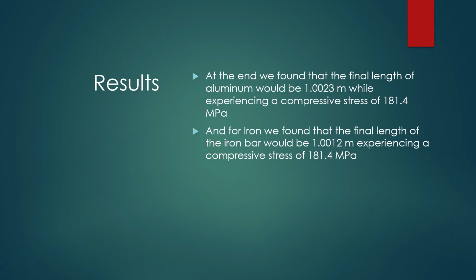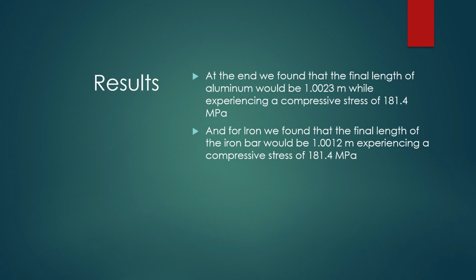The calculations were completed. We found that the change in length of the aluminum bar would be 2.3 millimeters. This would bring the final length of the aluminum bar to 1.0023 meters. Due to the force from the iron bar expanding as well as the aluminum bar expanding, the aluminum bar feels a compressive stress of 181.4 megapascals.